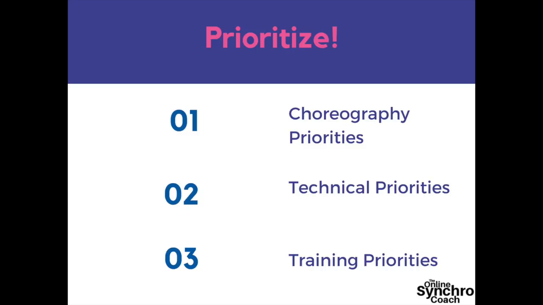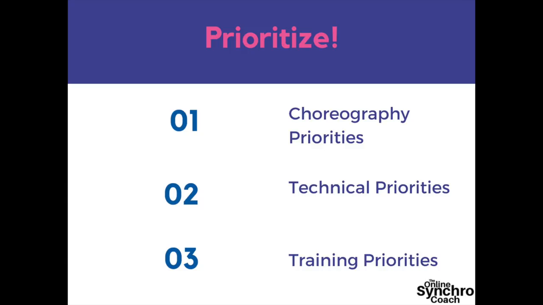The 3 areas that I prioritize are choreography, technical priorities, and training priorities. So for choreography, you can only pick a few things. What, if you changed it, would have the greatest impact on your routine? What would help the execution scores go up, the difficulty go up? Anything. Think about what will make your routine better if you changed it.